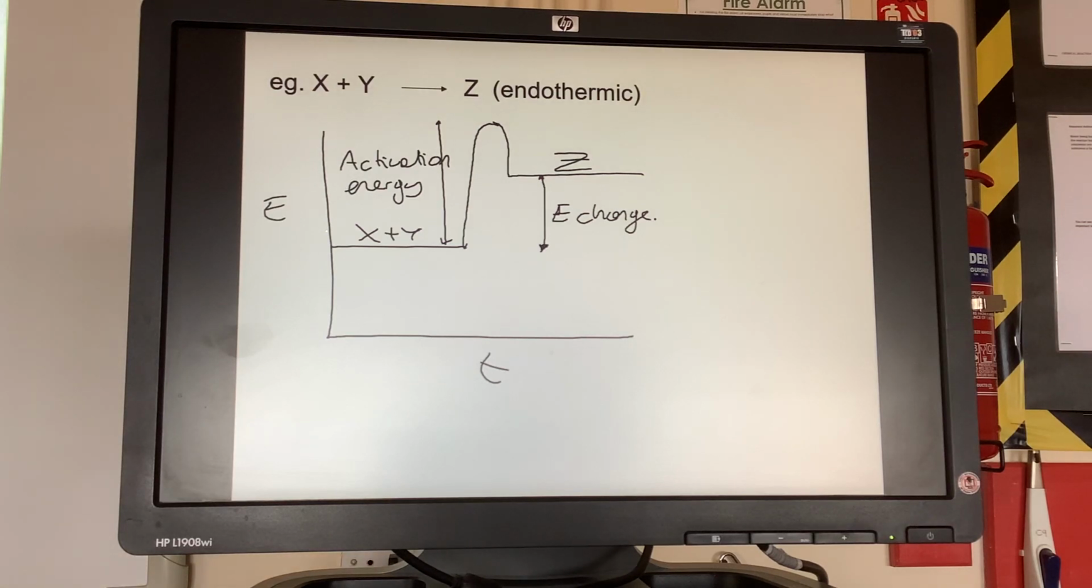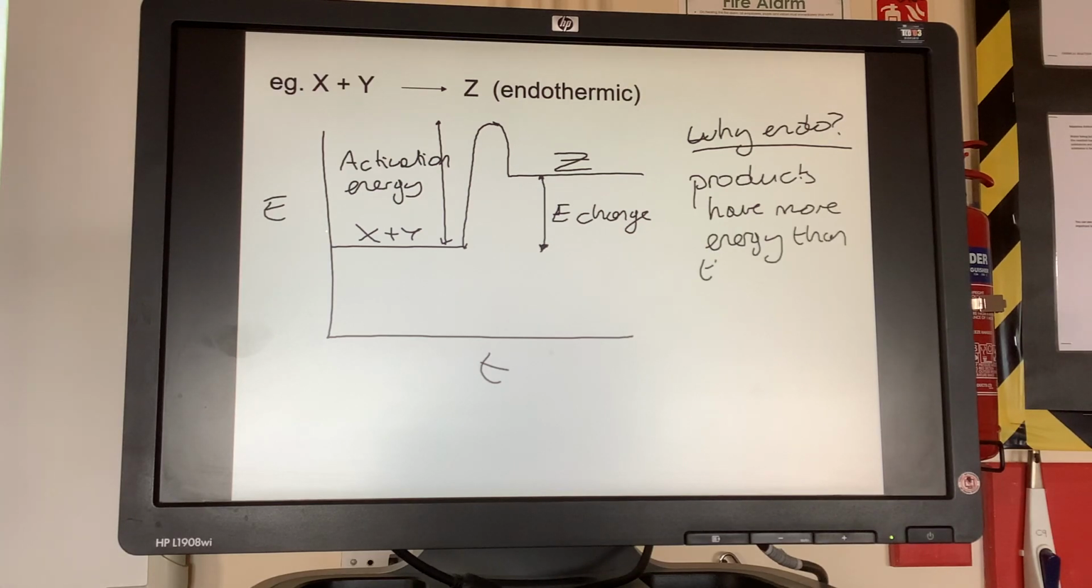Why is this an endothermic reaction? Look at the products, look at the reactants. Now we can say the products have more energy than the reactants. Where has that energy come from? It's come from the surroundings. We've put energy in, some has come out, but more went in. So overall, more energy has gone in. So now our products have more energy than the reactants.